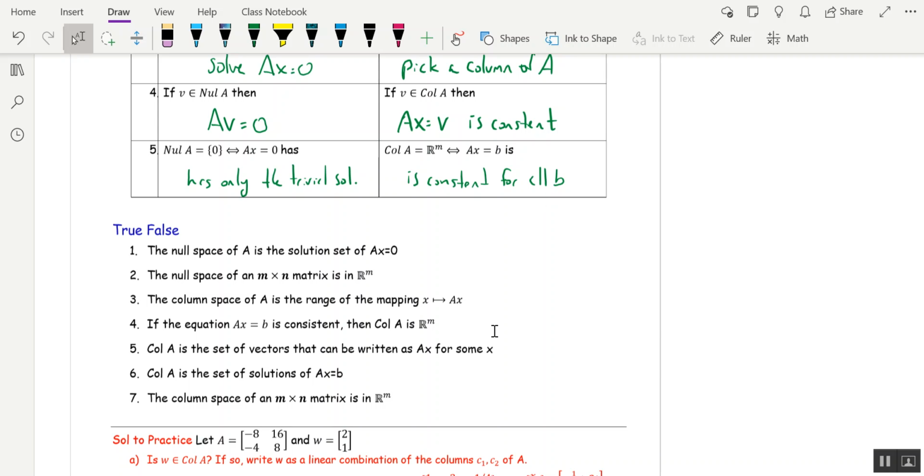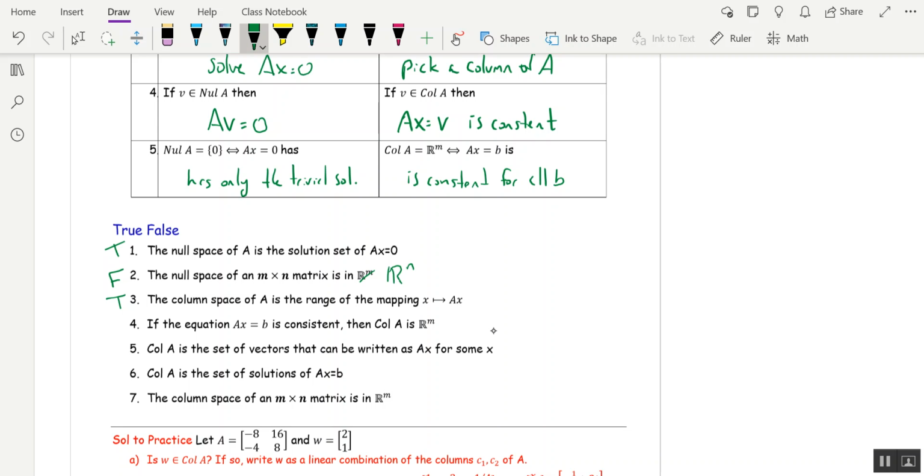You should pause it and see if you can do these. The null space of A is the solution set of Ax equals 0. That's true. The null space of an m by n matrix is in Rm. That's false. The null space lives in Rn. The column space of A is the range of the mapping that takes a vector x to Ax. That's true. That's linear transformation language for column space.